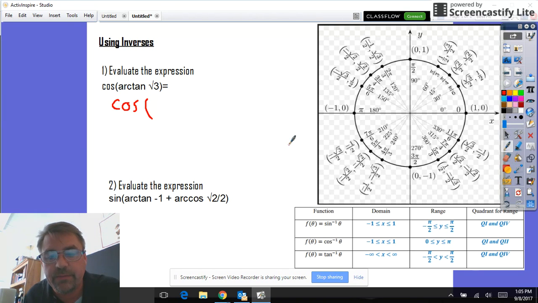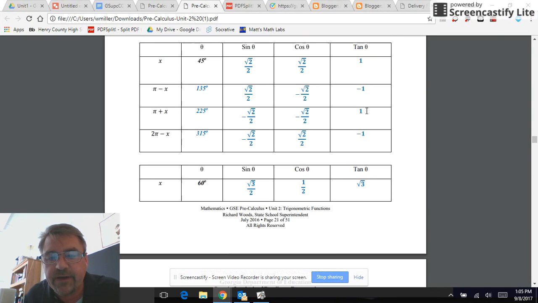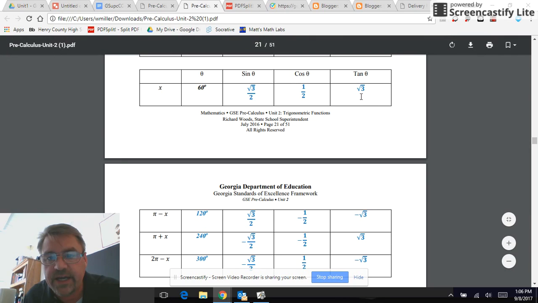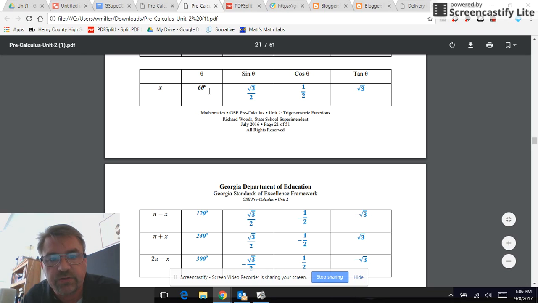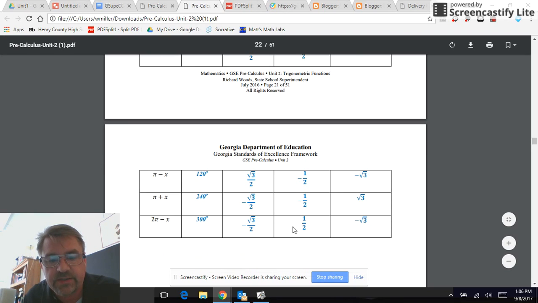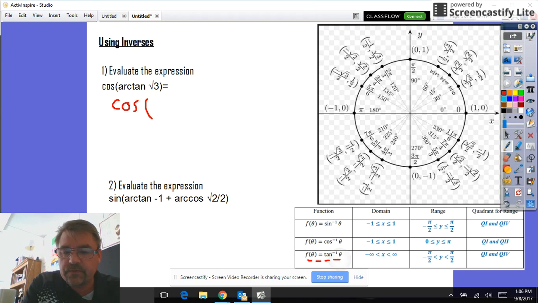So that's why we made a chart. So we're going to flip over here to our chart and look at our tan values. Here's our tan values. Which tan values have a positive square root of 3? And you will see that your 60 degrees does, as well as your 240. Now, flipping back down here, we have tangent is limited to the first and fourth quadrant. So that's why we will use the 60 degrees and not the 240.